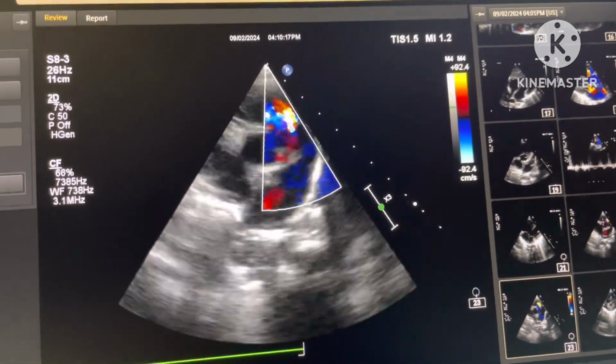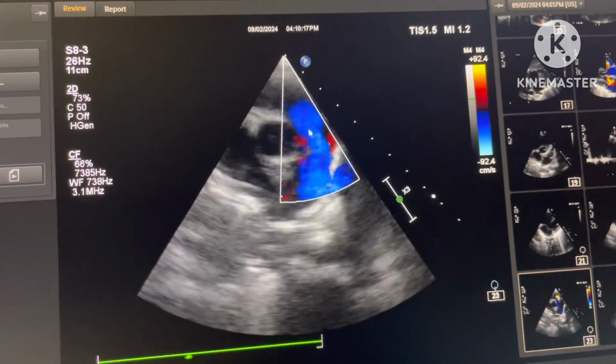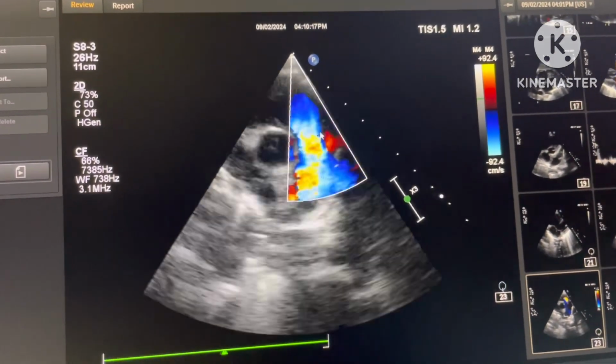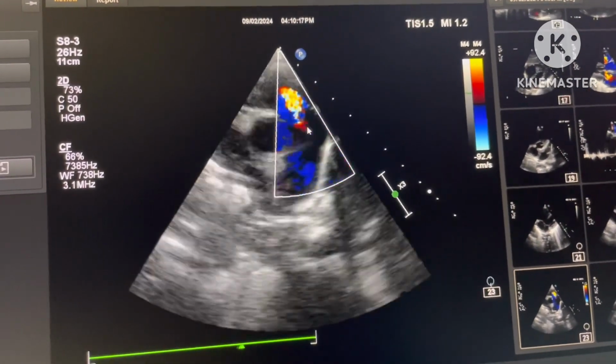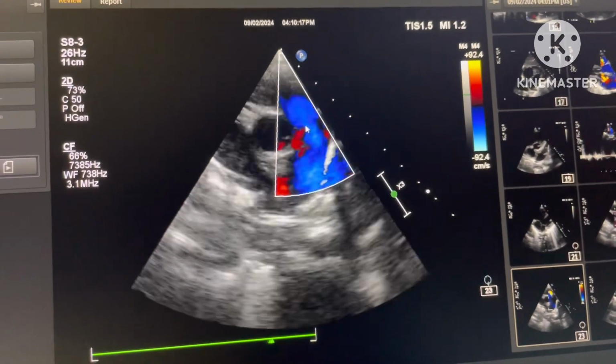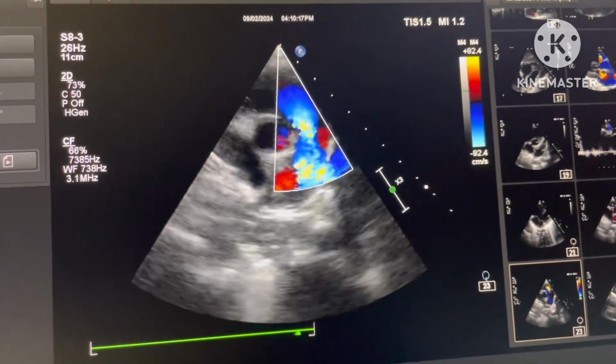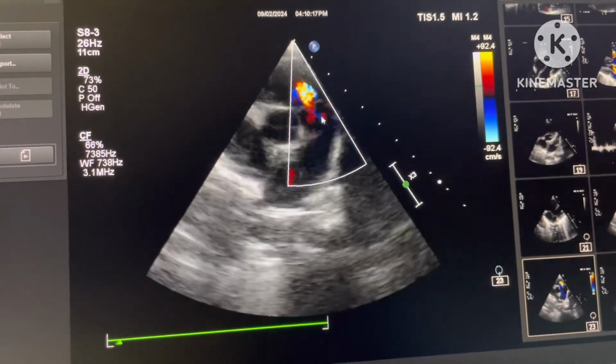You can see this is PR jet, pulmonary regurgitation jet. This jet gives you value of peak PR velocity and minimum PR velocity, pulmonary artery end diastolic pressure.